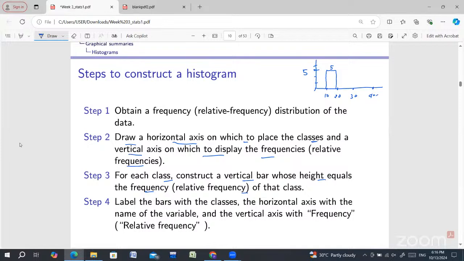Okay. And the next thing is label the bars with the classes. And the horizontal axis with the frequency name or variable, and vertical axis with frequency. So on the x-axis, we represent classes. So we should mention the classes given in the question. And this is your frequency. Now see it with an example.